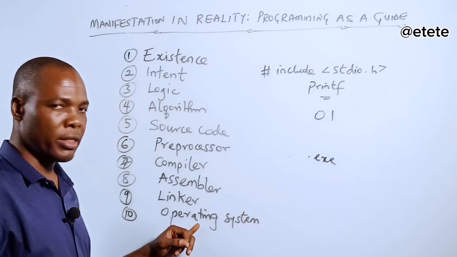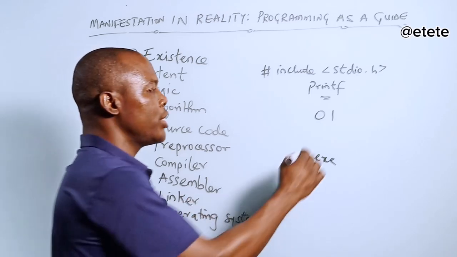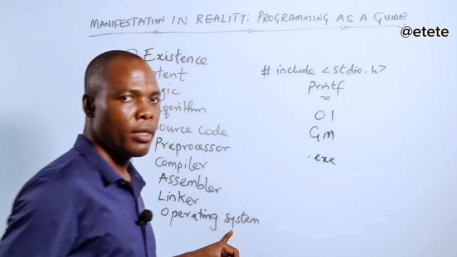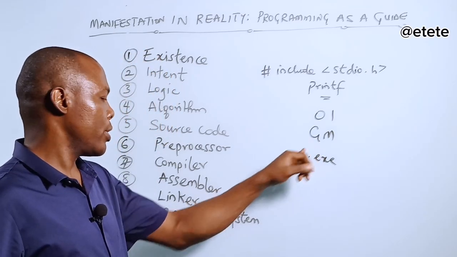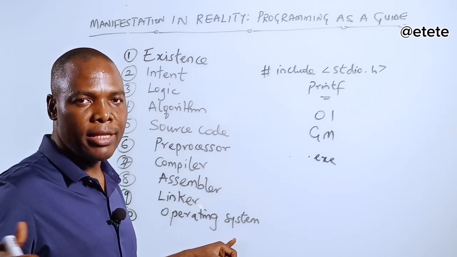We have the operating system. So if the linker is like a project manager, the operating system is like the GM, the general manager. So what does this general manager do? It helps to coordinate the resources that we have and the hardware.